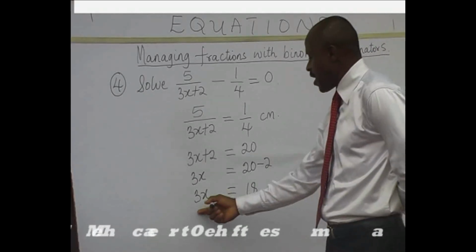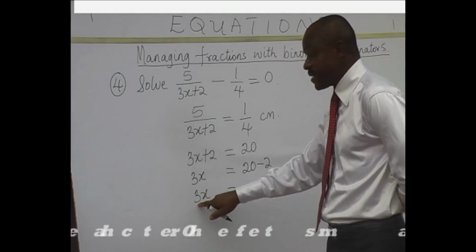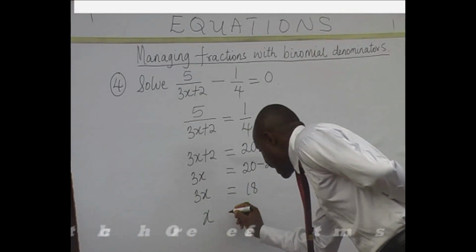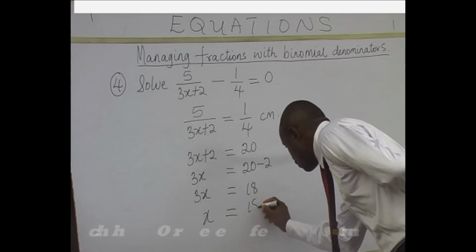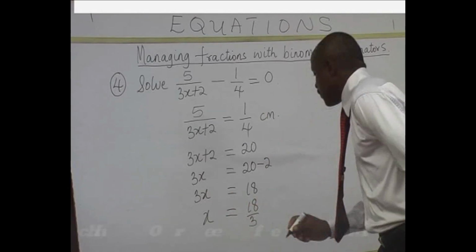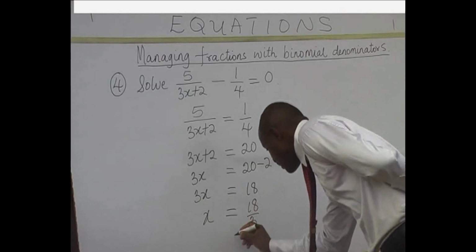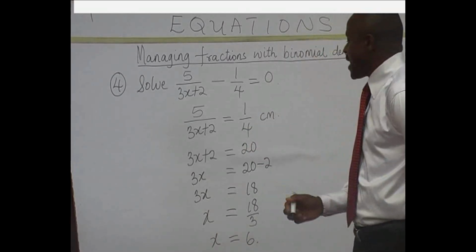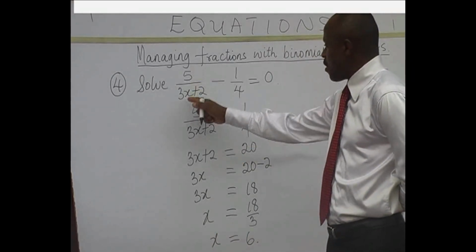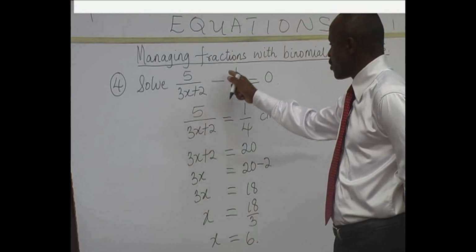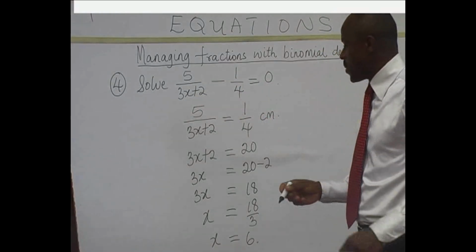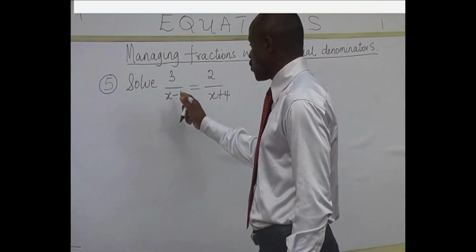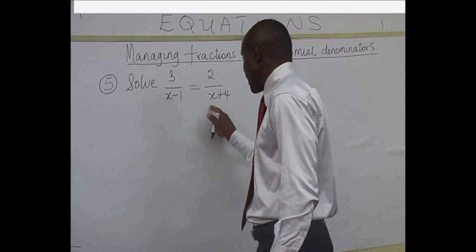Now divide both sides of the equation by 3 so as to eliminate 3, that is the coefficient of x in the left hand side of the equation. When you do that, you'll be left with only x in the left hand side, and it's going to be equal to 18 divided by 3. And you know that 18 divided by 3 is 6. So 6 becomes the value of x in that equation that says 5 all over 3x plus 2 minus 1 all over 4 is equal to 0. Next question we have says we should solve 3 all over x minus 1 is equal to 2 all over x plus 4.